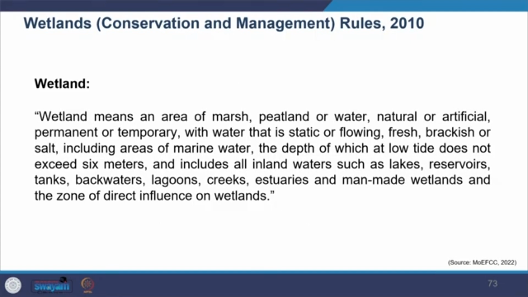And then you also have the Wetlands Conservation and Management Rules of 2010. So you can look into the wetlands. What does wetland mean? So wetland means an area of marsh, peatland and water. So all these are identified, and these are the areas where the water level remains near or above the surface of the ground for most of the year. And so there's a lot of significance given to its function and importance now. So there's a lot of protection being done.